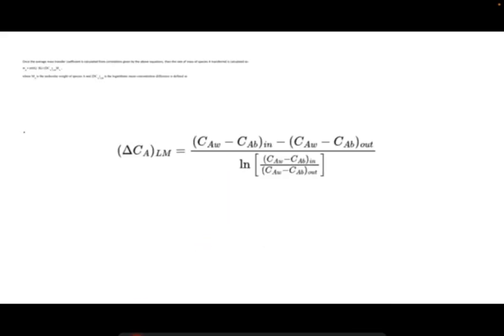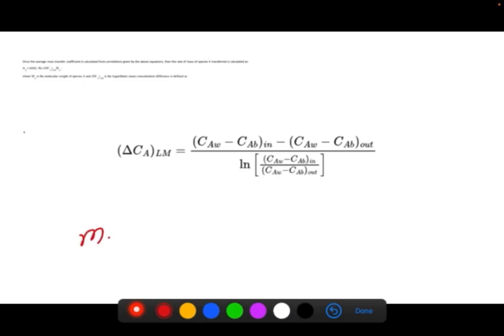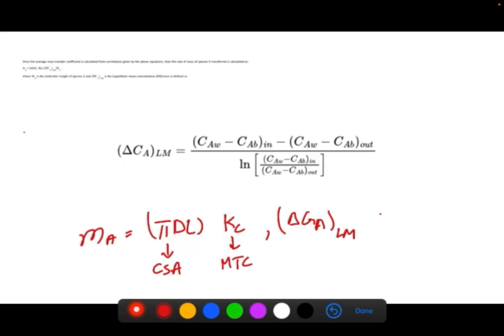Once the average mass transfer coefficient is calculated from the correlations given by the above equations, the rate of mass transfer of species A is calculated as M_A equals pi D L, this is the cross section area, into Kc, this is the mass transfer coefficient, into delta C_A LM, this is the logarithmic mean difference of concentration, into M_A. Here M_A is the molecular weight of species A.